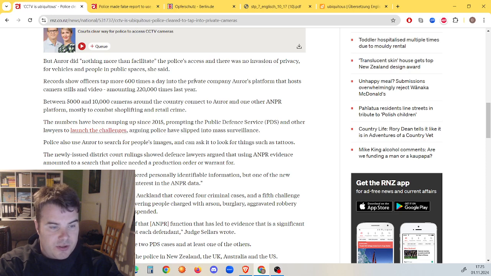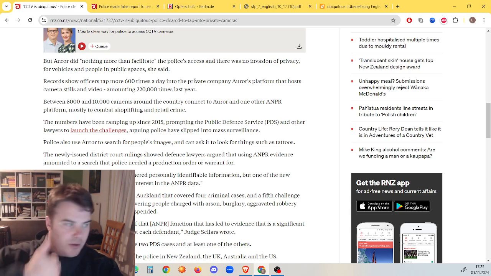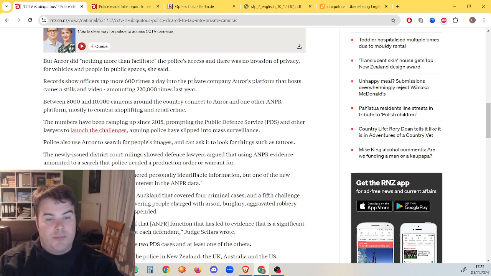The newly issued district court rulings showed defense lawyers arguing that using NPR evidence amounted to a search that police needed a production order or warrant for. My understanding is this is how it works in Germany. You can do all these things in Germany, but you need a warrant for it. And for a warrant, it means a judge goes. In New Zealand, a police officer just does something.